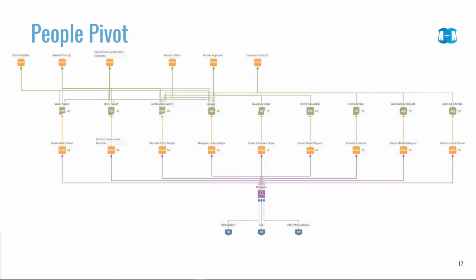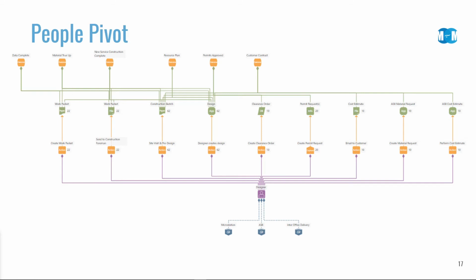Let's also take a closer look at the people pivot chart. Again, in here we have the designer, and we see all the actions that designer takes. It could be considered a job description, if you will. It also has all of the information outputs that they're responsible for producing, and all of the business outcomes that those information outputs support.